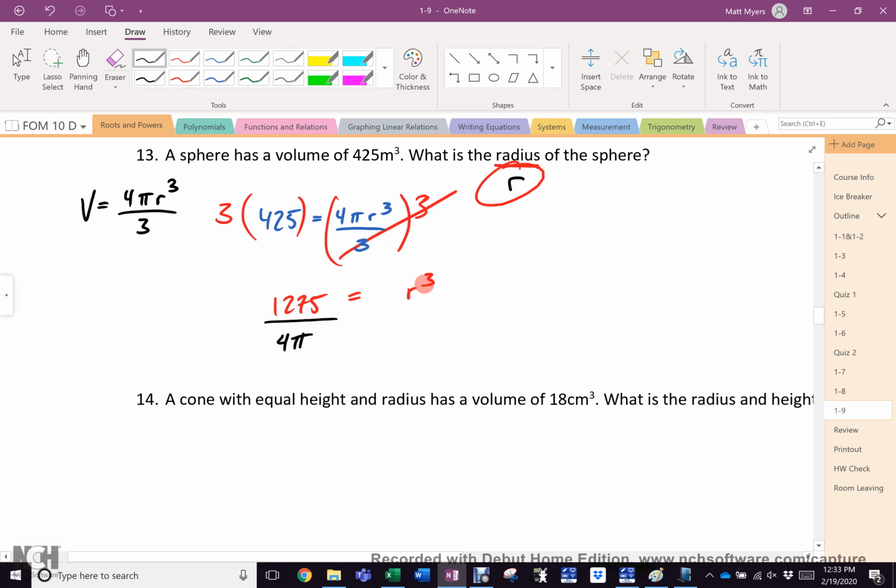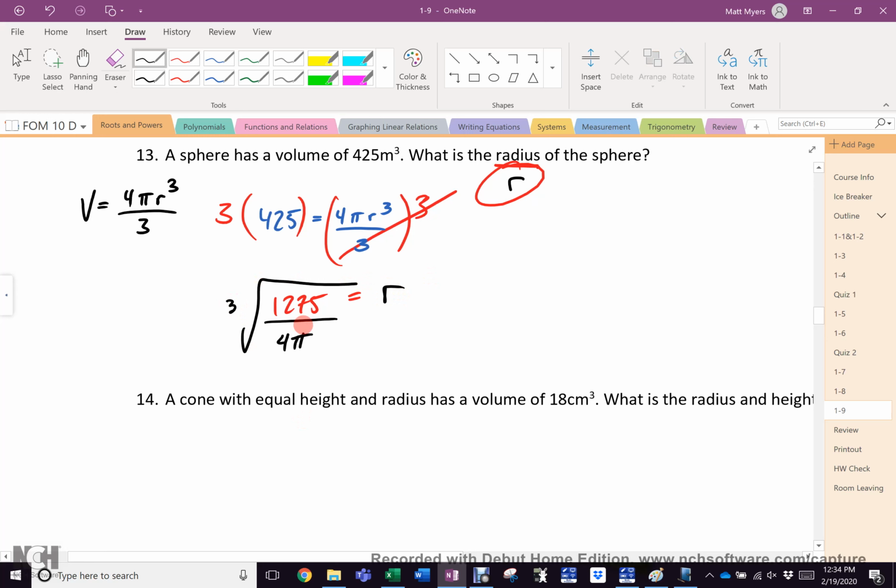Now, r is almost by itself. What gets rid of a cubed? Where did the 1275 come from? That's 3 times 425. How do I get rid of a cubed? What's the opposite of cube? Not square root. Cube root. If I cube root, that's going to get r by itself, and this side would be cube rooted. And now you could go to your calculator if you wanted to.